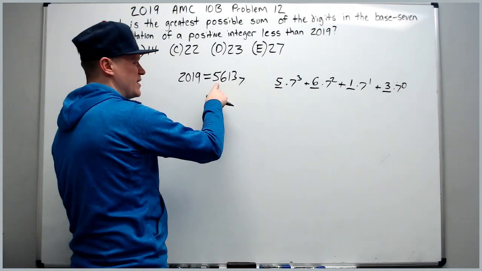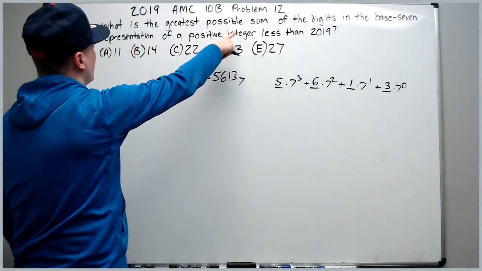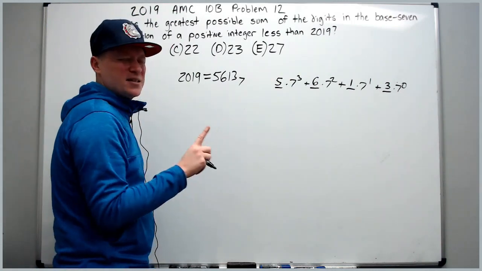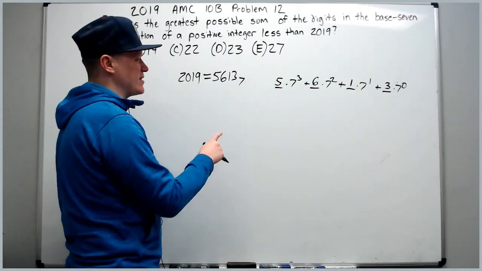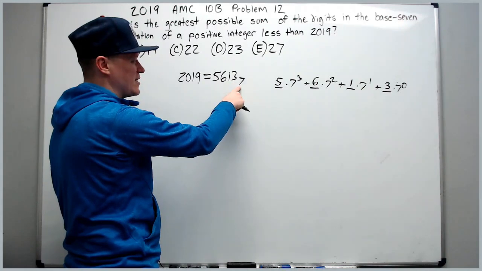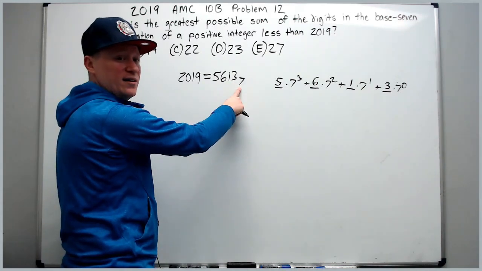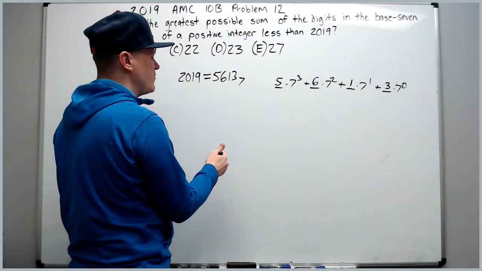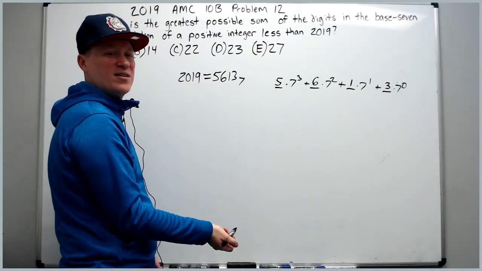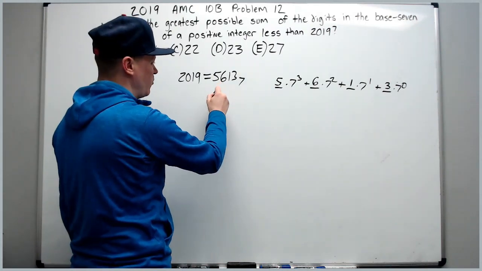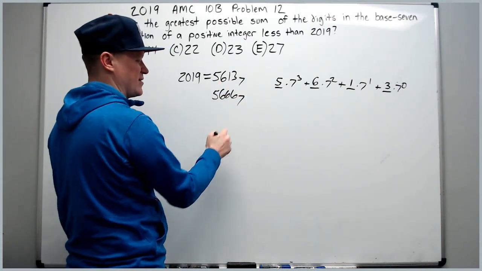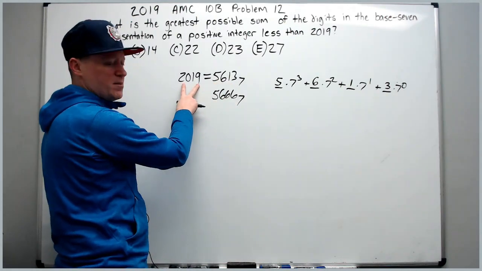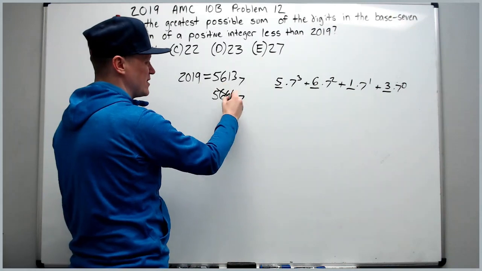So this number here, we want to know the greatest possible sum of digits in base 7 representation. Again, something to remember about different bases is you can never have a digit that's equal to the base or higher. So we can have no 7s in our representation here. Obviously, 6 is the highest digit, and we would like to have as many of those as we can. Can we make 5666 base 7? We can't, because that's bigger than 5613, and hence it'll be bigger than 2019. So this is out of the question.